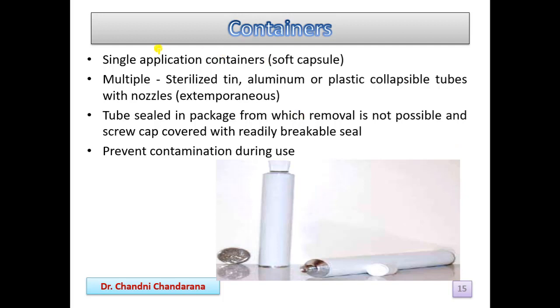Now containers. So here we can use collapsible tube as a single application container, soft capsule also, then multiple sterilized tin or aluminum or collapsible tubes as it's shown over here with nozzles, tube sealed in a package from which removal is not possible, and screw cap covered with a readily breakable seal. It should prevent contamination during use.